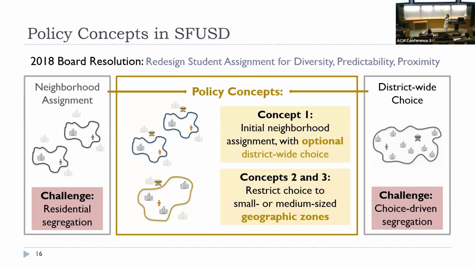But concepts 2 and 3, the idea was to restrict choice to small or medium-sized geographic zones. And you can see that this would definitely help with predictability if you're guaranteed a school in your zone, definitely help with proximity. The zones are small enough that you're not going too far. And the question is whether we can put in some controls to help also with diversity.